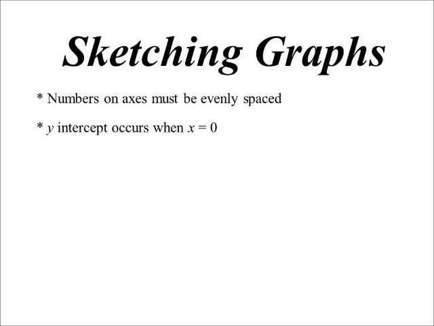Y-intercept occurs when x equals 0, so it's always very easy to find. You can just substitute in 0 and you've got your y-intercept. X-intercepts occur when y equals 0, so if we can solve the equation, they're going to be easy to find. So if they are easy to find, I'll label in x-intercepts. If it looks like it's going to be too hard to solve the equation, I'm probably not going to worry about it. I might estimate.